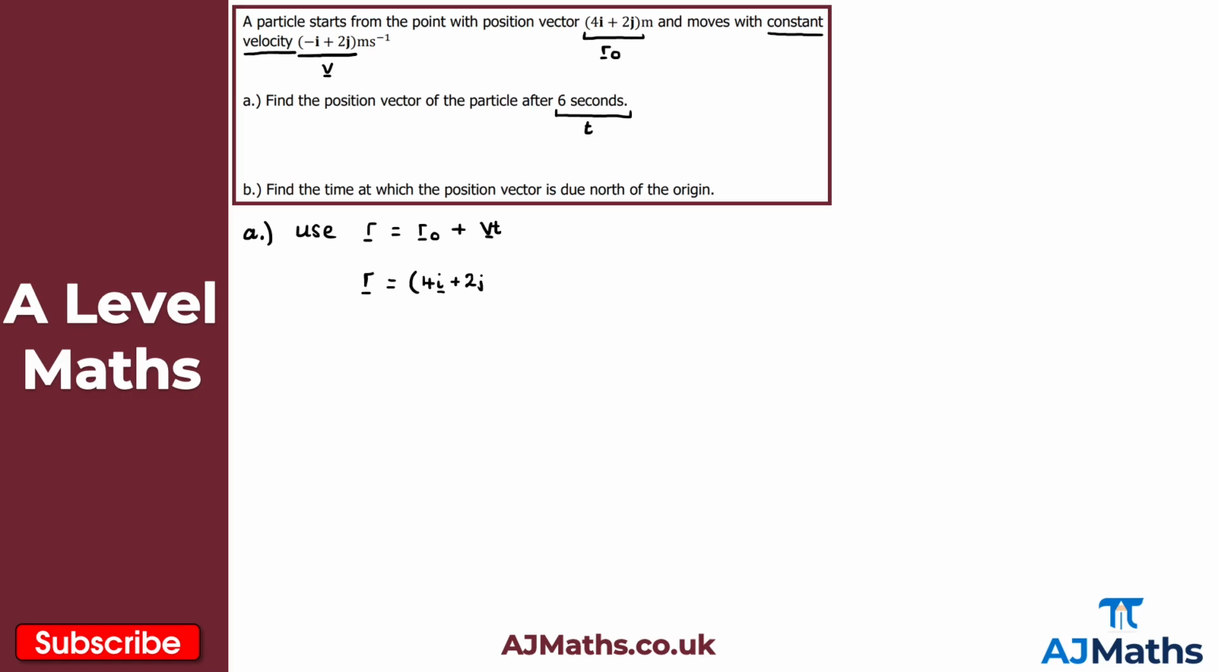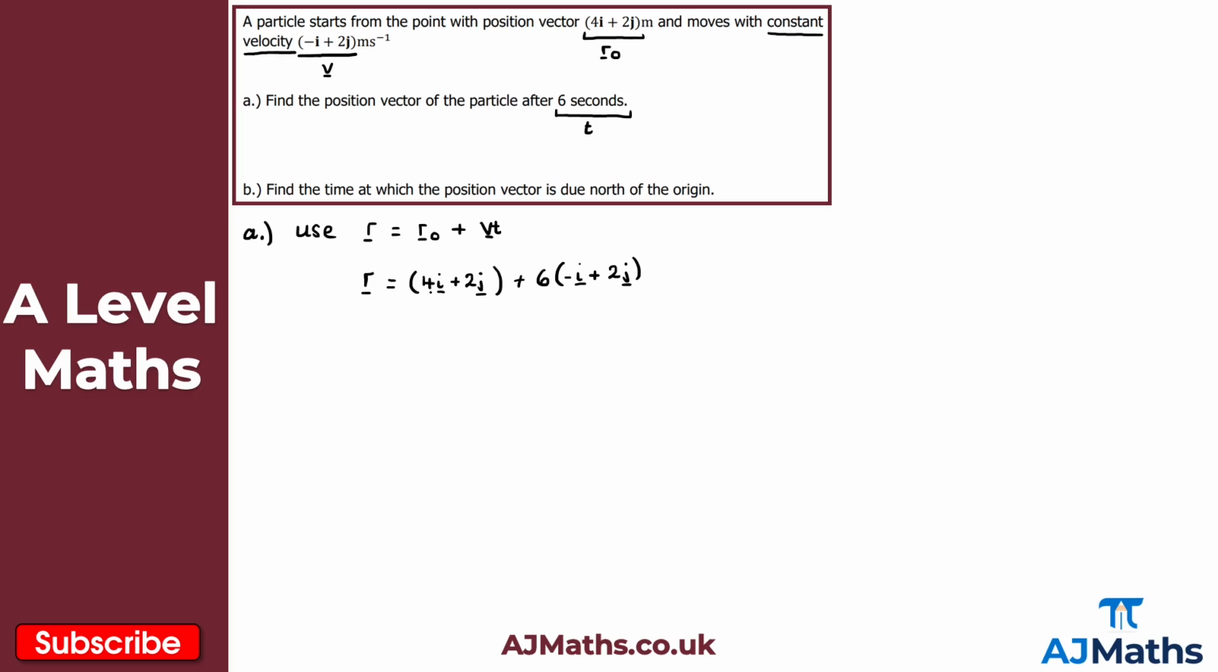So 4i plus 2j plus vt. My velocity vector here is minus i plus 2j, and then we times that by t, which is 6. I've got 6 lots of minus i plus 2j, like so. Now what I need to do is just collect the i components and the j components.